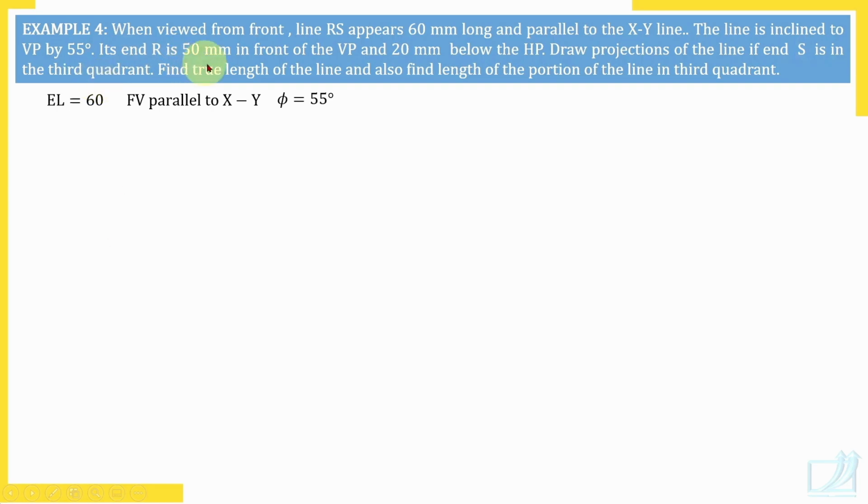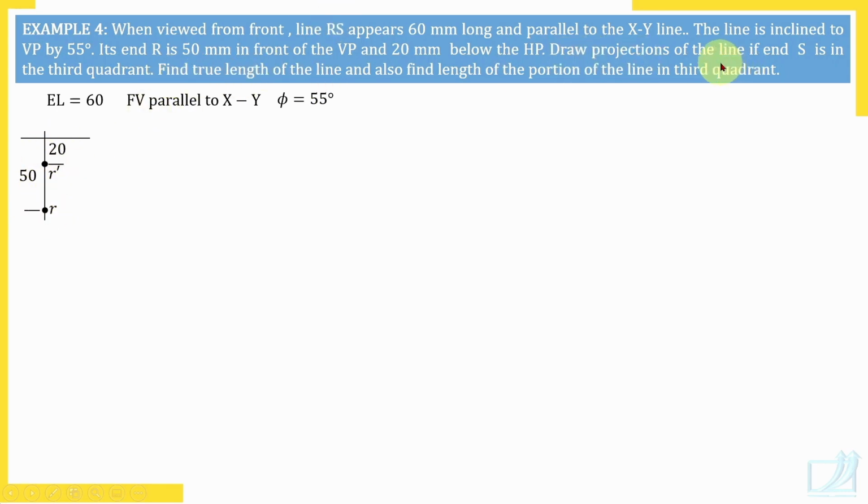Its end R is 50 mm in front of VP and 20 mm below HP. So point R is the reference point. 20 mm below HP, so the front view gives distance from HP. 50 mm in front of VP. So point R is in the fourth quadrant, that you will realize now.